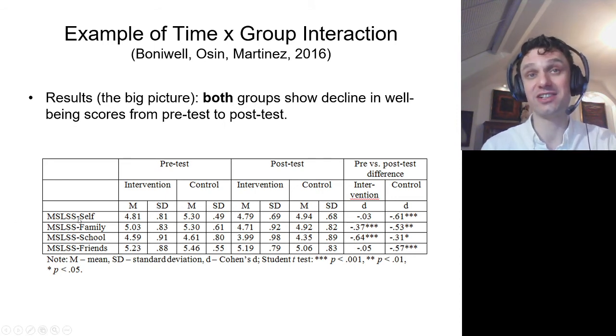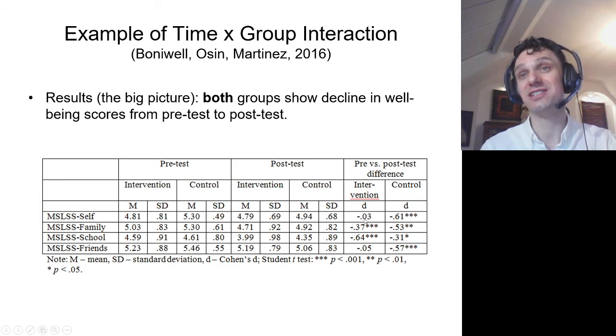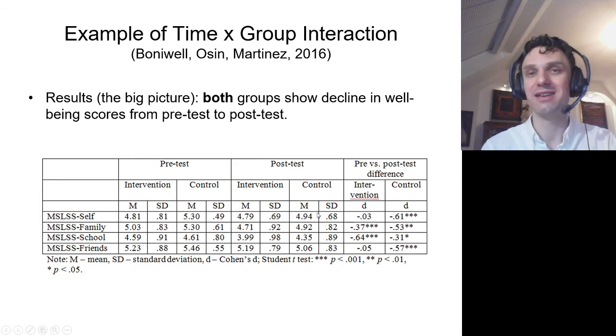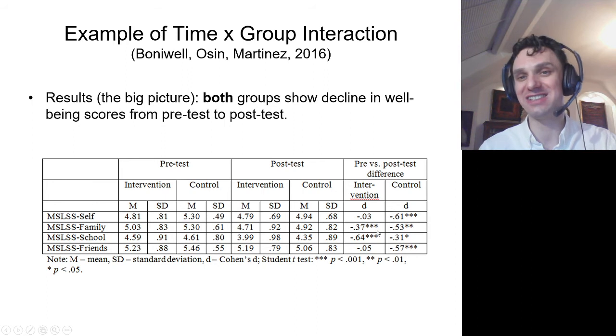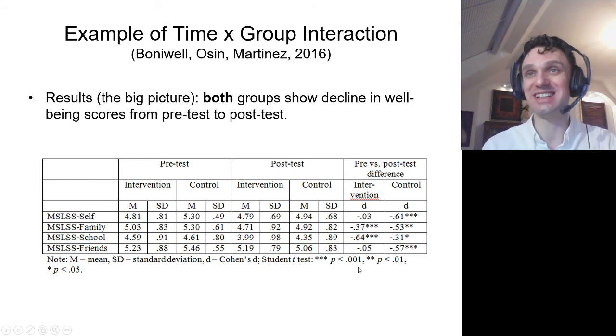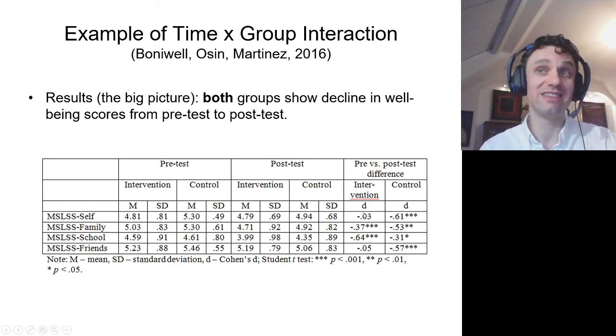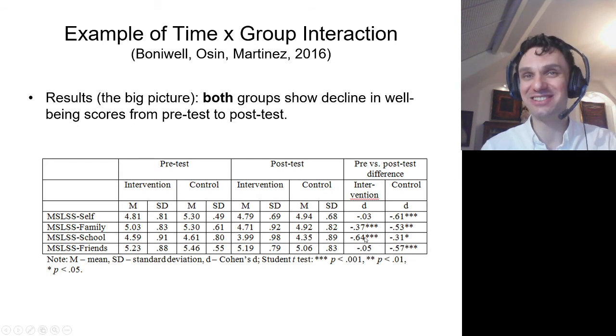So satisfaction with self, for example, in the intervention group at pretest was 4.81 and 4.79 at the post-test. There was no statistically significant change. But for the control group, there was a statistically significant change. Satisfaction with self declined from pretest to post-test. So this way we compared pretest and post-test in each group, and we found that in the intervention group, 2 variables declined, 2 did not. In the control group, 4 variables declined.